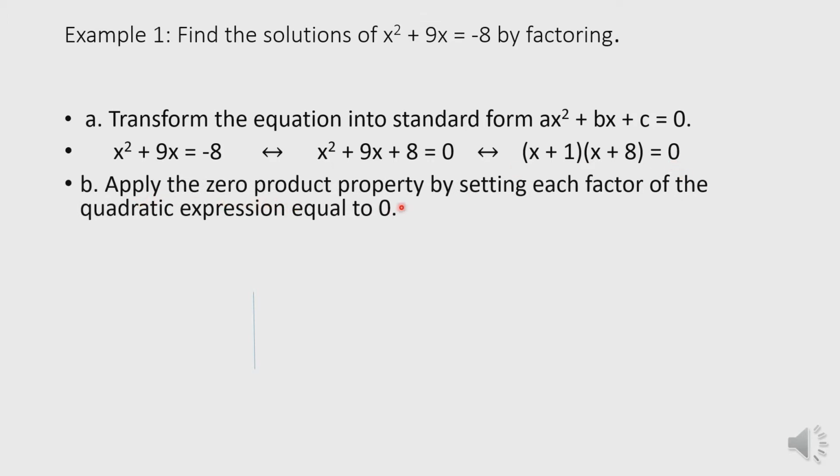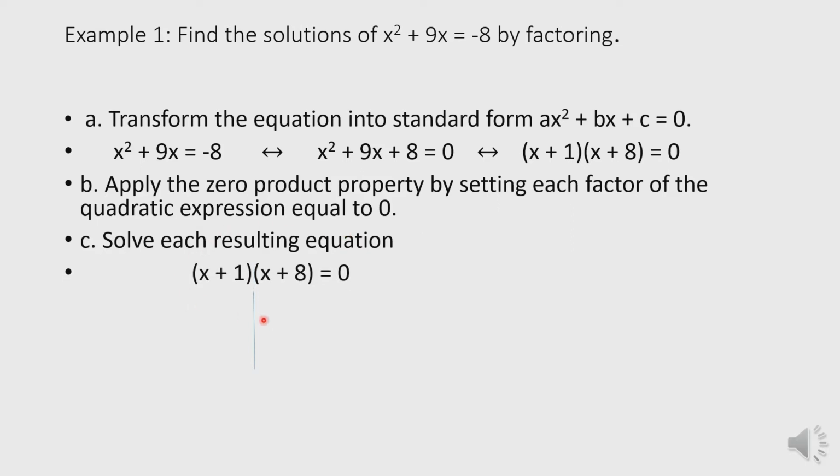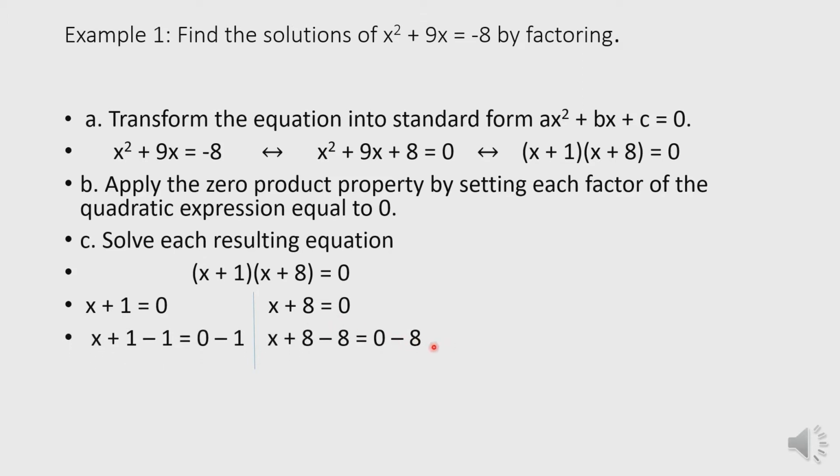So apply the zero product property by setting each factor of the quadratic expression equal to 0, and then solve its resulting equation. So these are the factors again, equated to 0. This factor x plus 1 equated to 0, you got this. And then the other factor x plus 8 equated to 0, you got them. Applying subtraction property of equality, adding negative 1 to both sides of the equation, you got x is equal to negative 1 and the other one is negative 8.